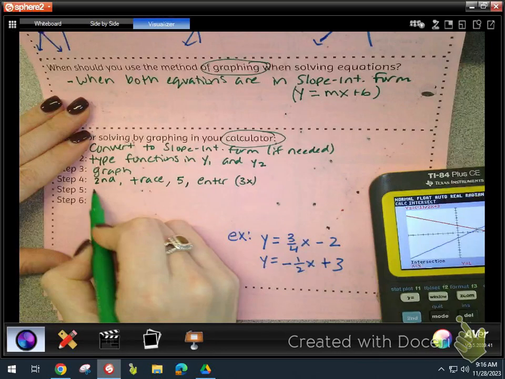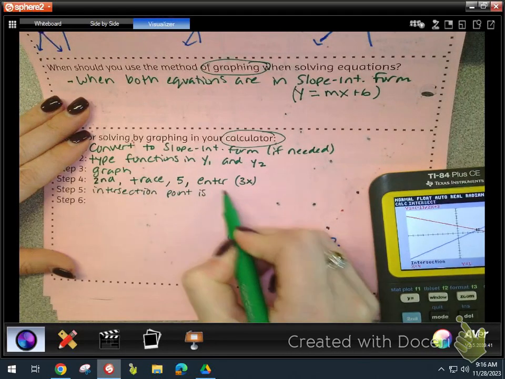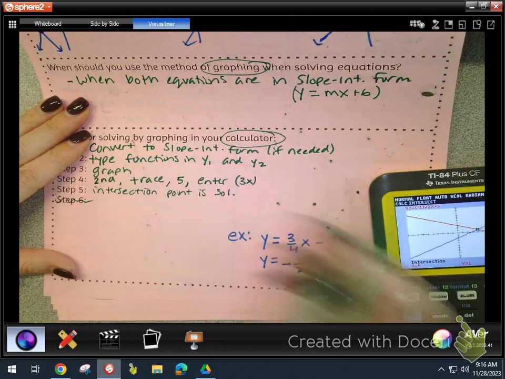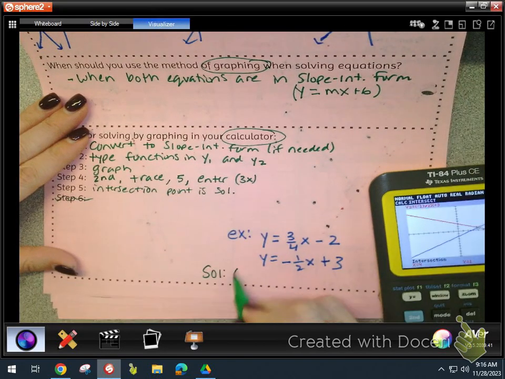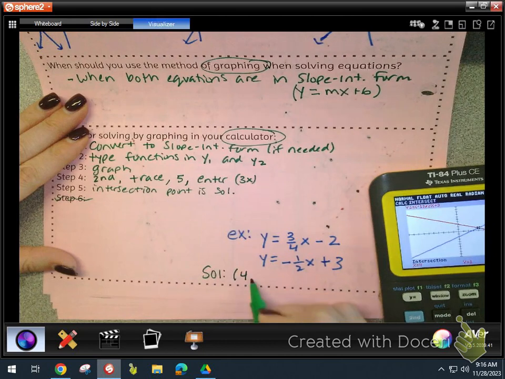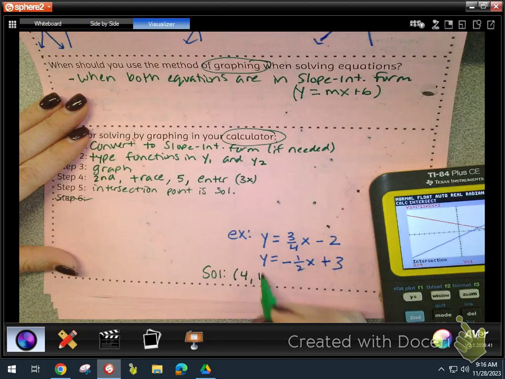The intersection point is the solution. I don't really know what the 6th step is, but we'll go like this. So our solution here would be 4, 1. We got lucky. Got a pretty one.